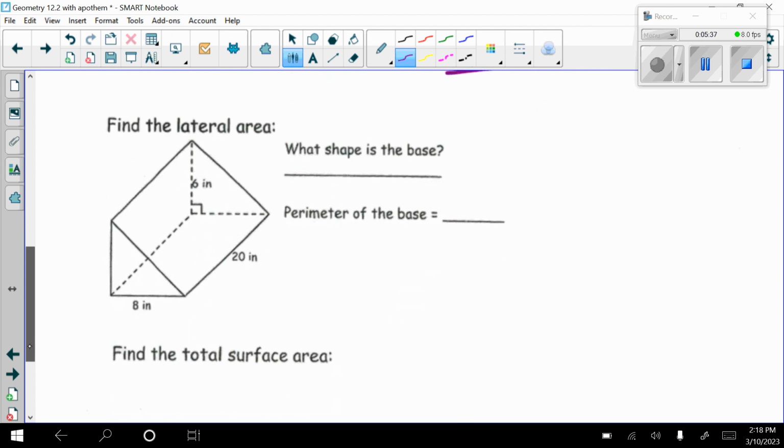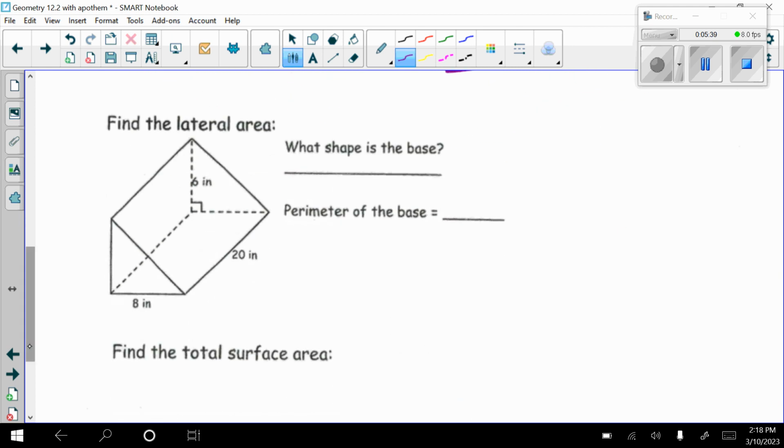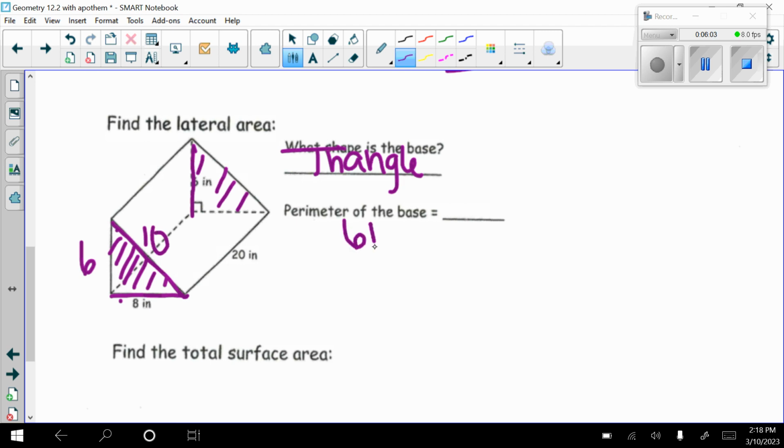We'll try another one of those. Find the lateral area. Again, the very first thing you want to do is identify what is your base, what's the shape. So here my bases are these triangles. So the shape of my base is a triangle. The perimeter of the base: this side is 8, in the back they tell me that is 6. You can do the Pythagorean theorem to find the hypotenuse, or it happens to be a triple, 6, 8, 10. So the perimeter of the base is 6 plus 8 plus 10, which is 24 inches.